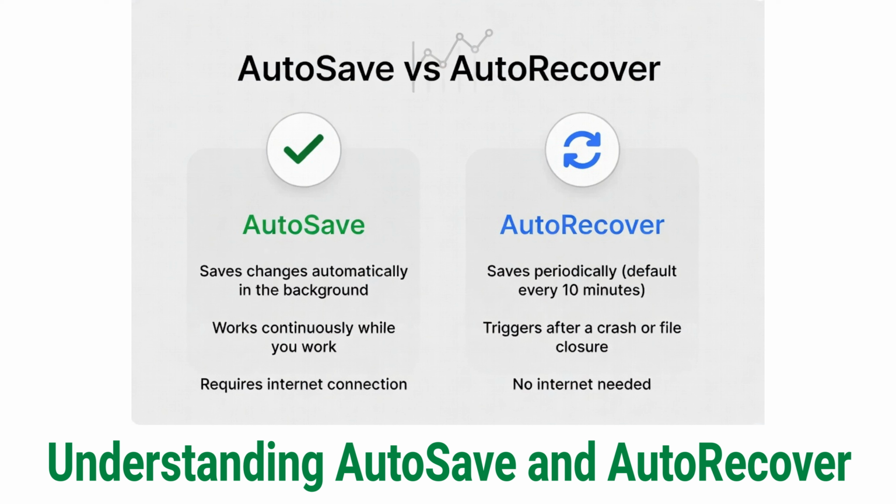AutoRecover, on the other hand, is your safety net. It works with files stored anywhere on your computer, network drives, or the cloud. AutoRecover automatically creates backup copies of your work at regular intervals. If Excel crashes or your computer shuts down unexpectedly, AutoRecover can help you recover unsaved changes. Think of it as your insurance policy against disasters. Here's the key difference. AutoSave is for continuous cloud saving, while AutoRecover is for emergency recovery of any file. You can use both features together for maximum protection.